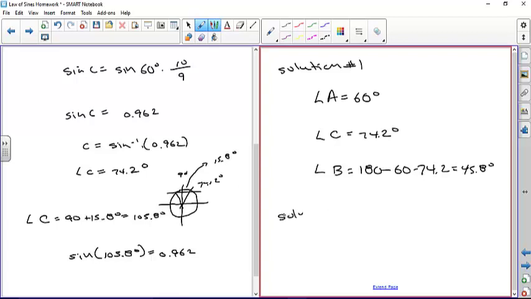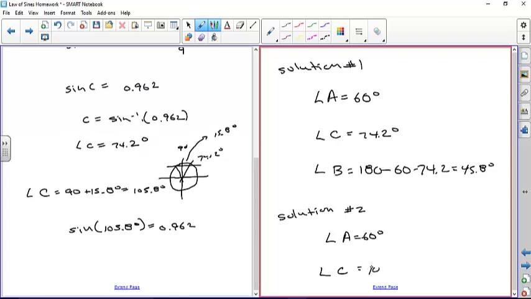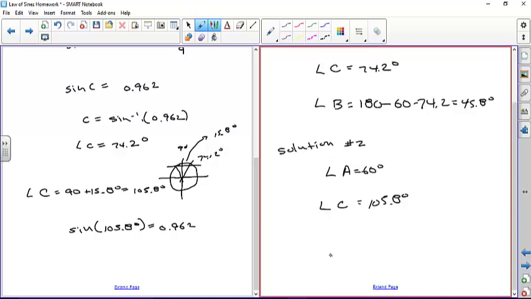And for solution 2, again, you've got A is equal to 60 degrees, but now angle C is the other solution, which is 105.8 degrees. So angle B is 180 minus 60 minus 105.8 degrees, which is 14.2 degrees.